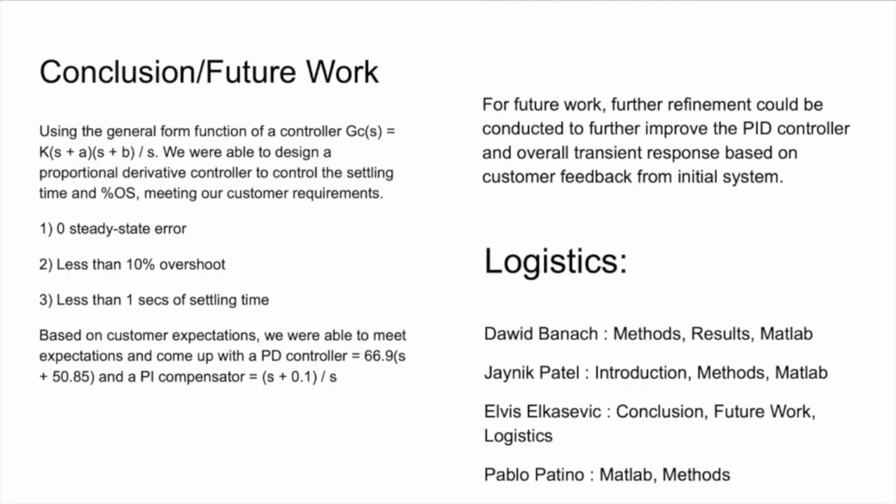Overall, using the general form function of a controller given right here, we were able to design a proportional derivative controller to control the settling time and the overshoot percentage, meeting our customer requirements, which were given right here. Based on the customer's expectations, we were able to meet expectations and come up with a PD controller and a PI compensator, given the equations right here. For future work, further refinement could be conducted to improve the PID controller and overall transient response based on the customer feedback from the initial system.